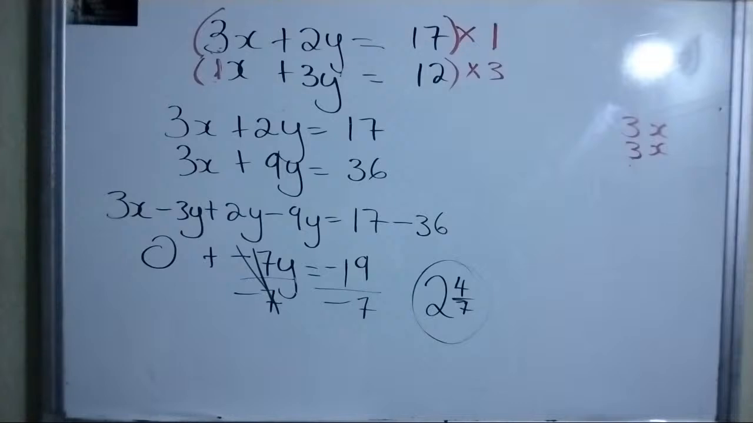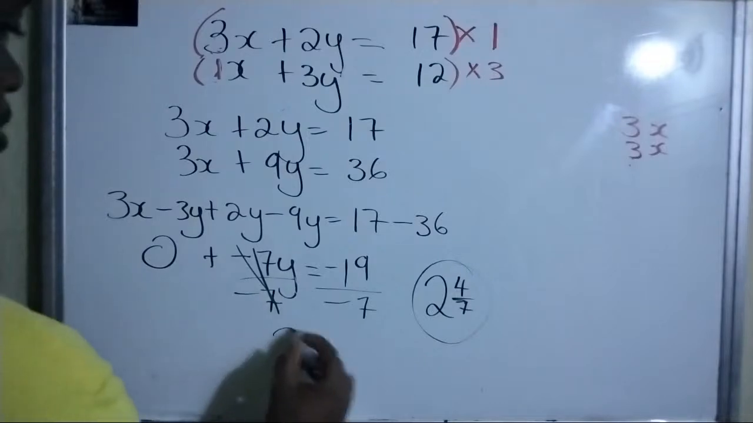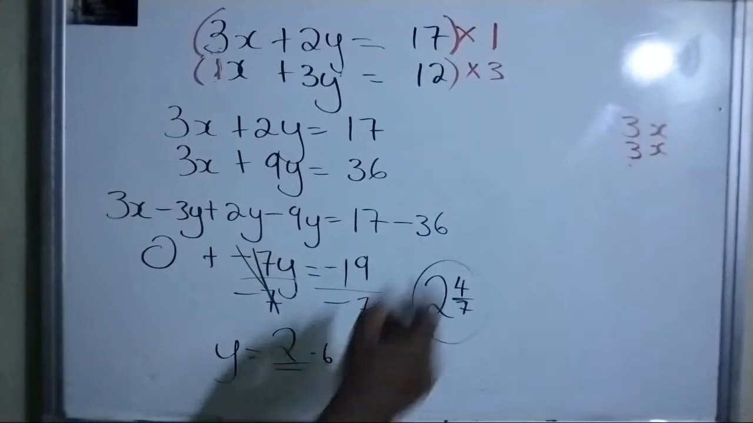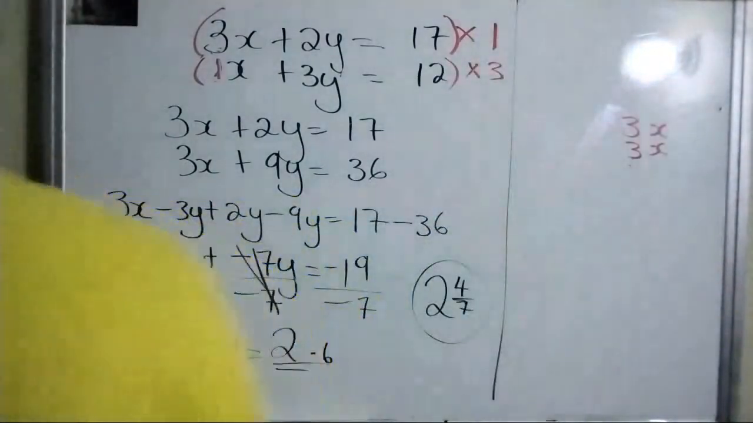So now we're going to substitute the value that we get for y. Alright? So that's 0.6. Alright? So this now would be 2.6. So y is 2.6. So we substitute that in the equation.